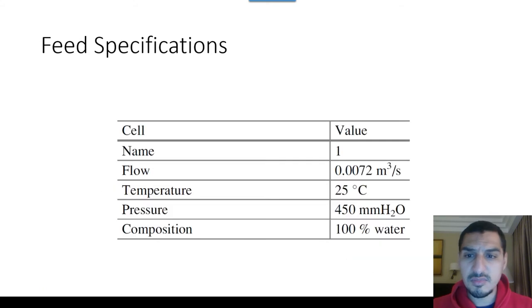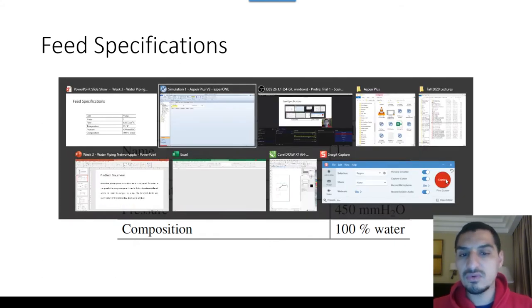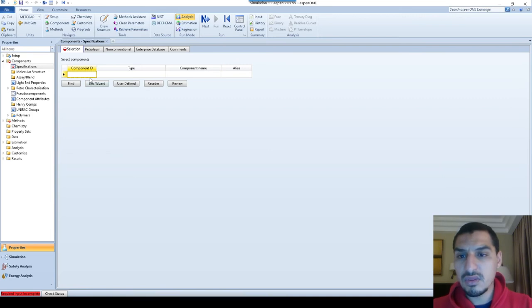Let's take it step by step. We'll just need to start the file, define the components, the thermodynamic package, and define the feed stream, and then we'll go to the next step. So the only component that we have here is water.